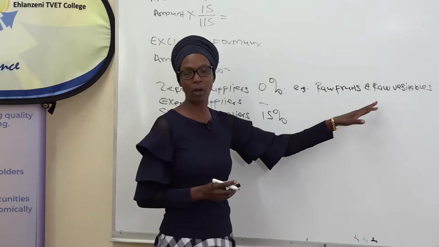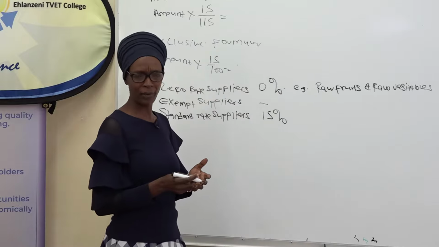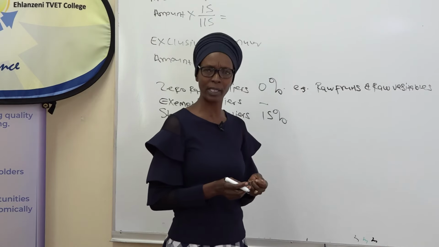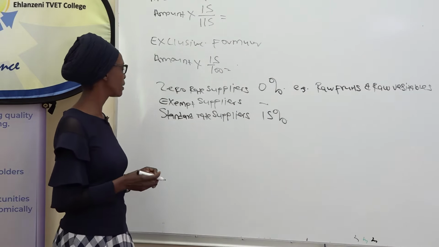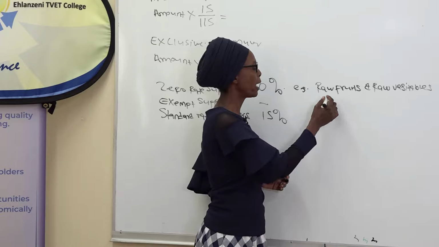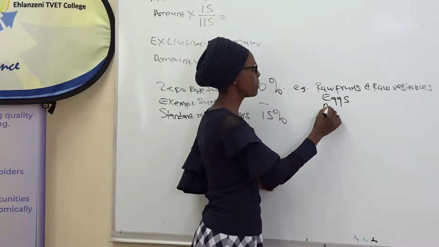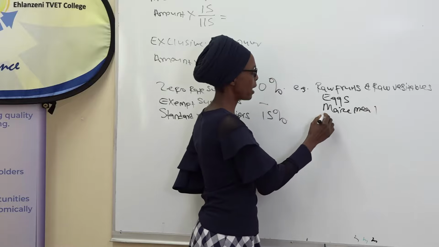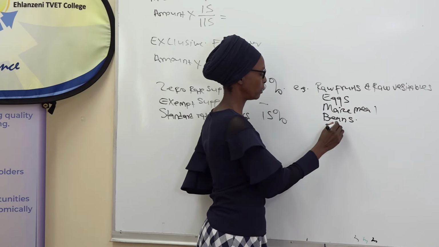The same applies in the case of vegetables. Once they prepare the vegetables, there are vegetables that we buy that we can't eat raw. Once the vegetables undergo the process, they fall under standard rate suppliers. Other examples of the zero rate are eggs, then maize meal, then beans, petrol and diesel.